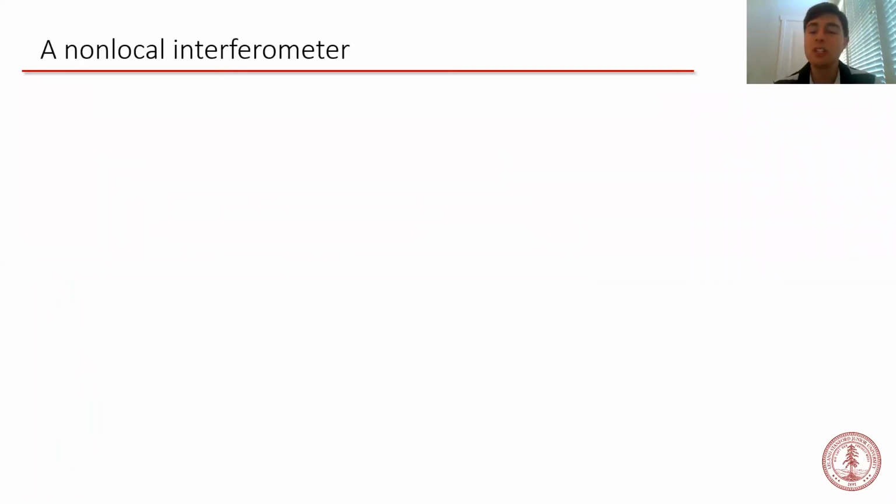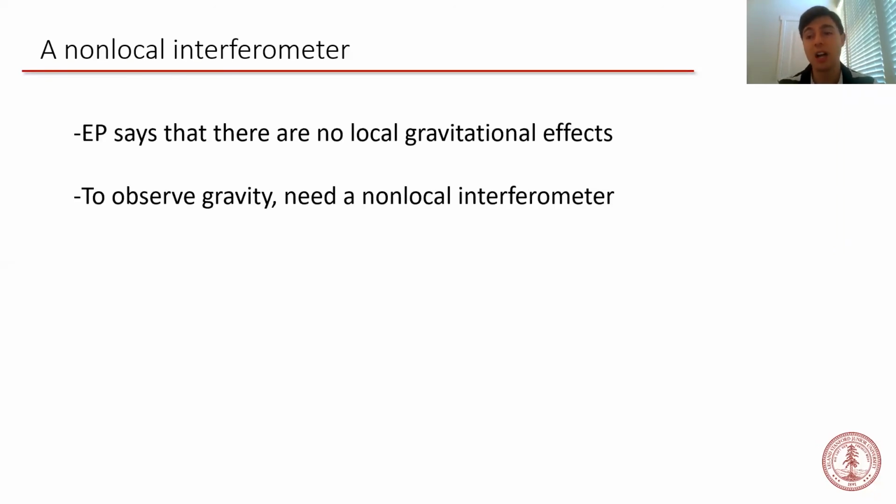One of our motivations for doing these experiments is to study the interaction of gravity and quantum systems. So we might ask, what kinds of gravitational properties can we observe in an atom interferometer beyond the equivalence principle? Well, we know from the equivalence principle that gravity does not cause any local effects. So if we want to observe gravity in our experiment, we need to make a non-local interferometer.